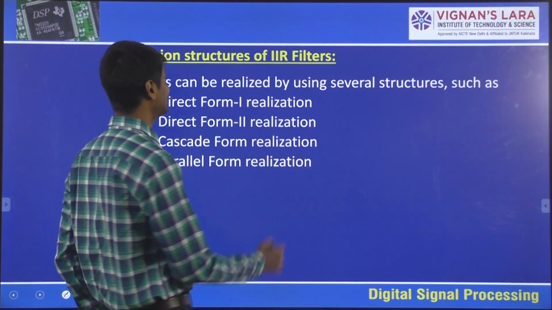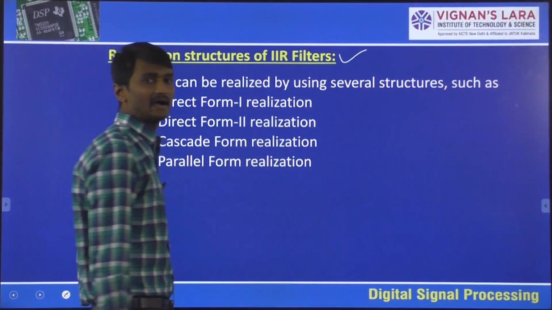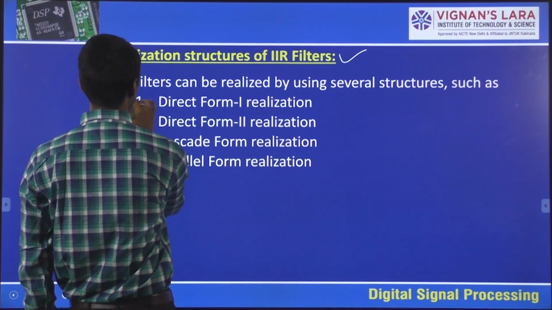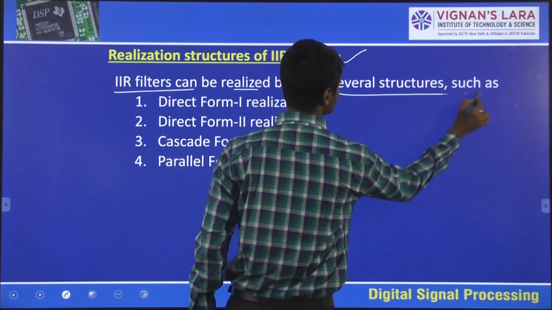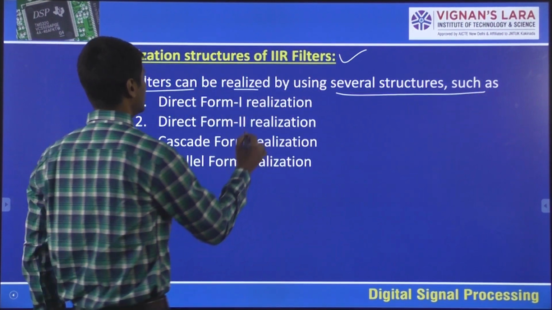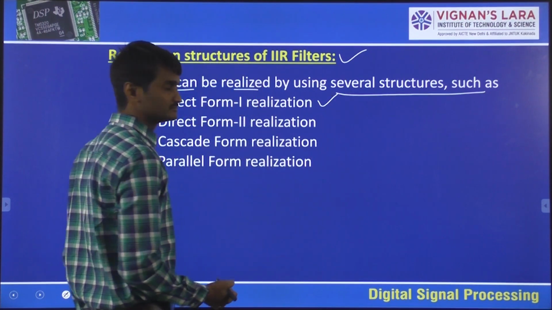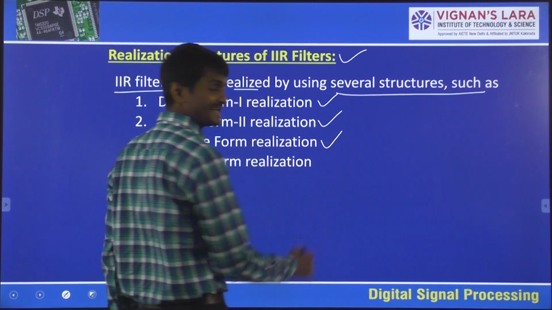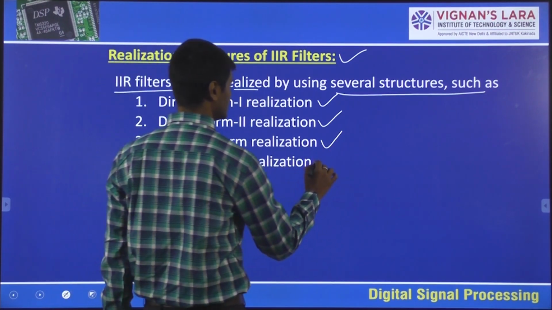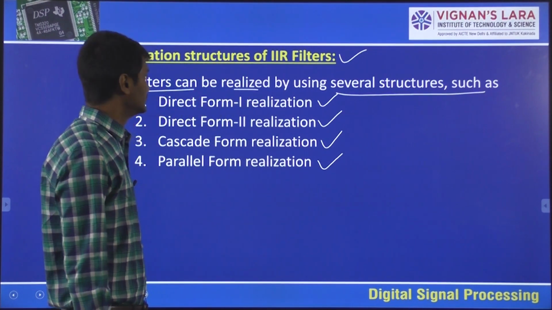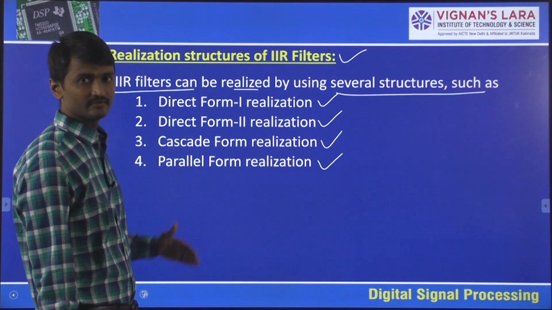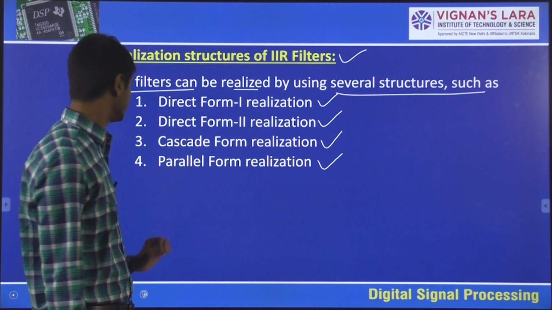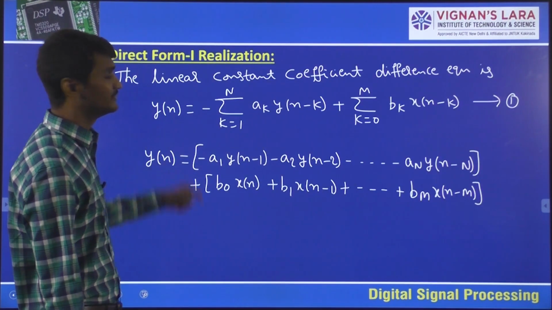So coming to the realization structures of IIR filters, IIR filters can be realized by using several structures. The first one is direct form 1, next is direct form 2 realization, next is cascade form realization, and the last one is parallel form realization. So these are the different types of realization structures to realize IIR filters. Okay. So now we will see them one by one.